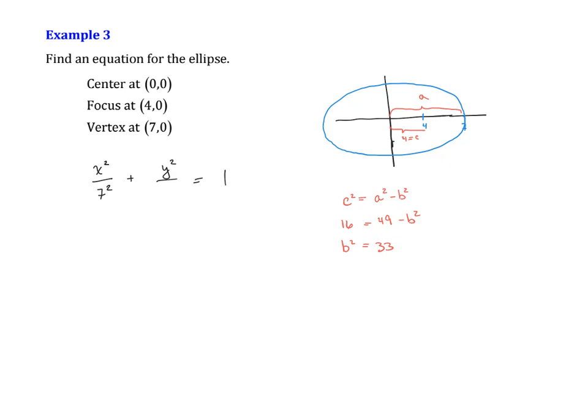Now, under y squared, that's our b squared. I don't have to state what b is. I can just leave it as b squared. So this means that our equation of our ellipse is x squared over 49 plus y squared over 33 equals 1.